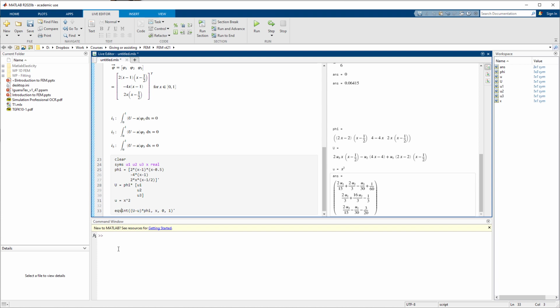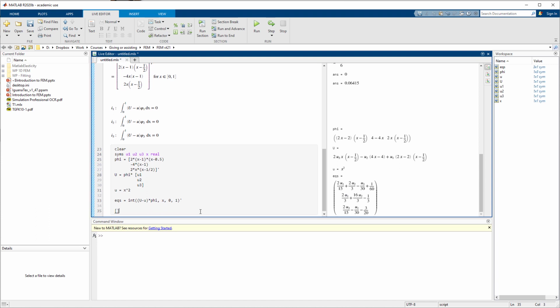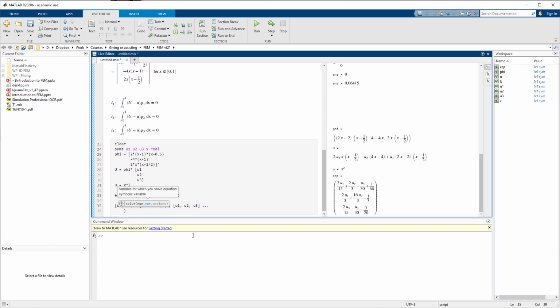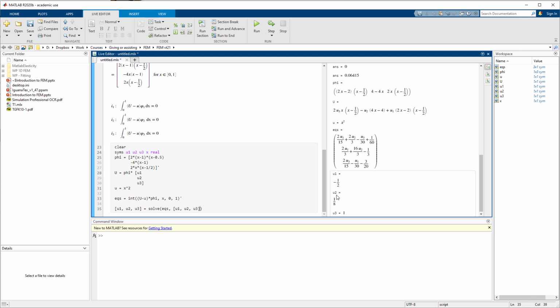Okay, so these are now my equations. Right, I have 3 equations and I have 3 unknowns, so this means that this problem is solvable. And then I want to have u1, u2, and u3 returned by solve. And I'm sending in equations, and I'm telling it what I want and in what order. Always mess this up. Like so.